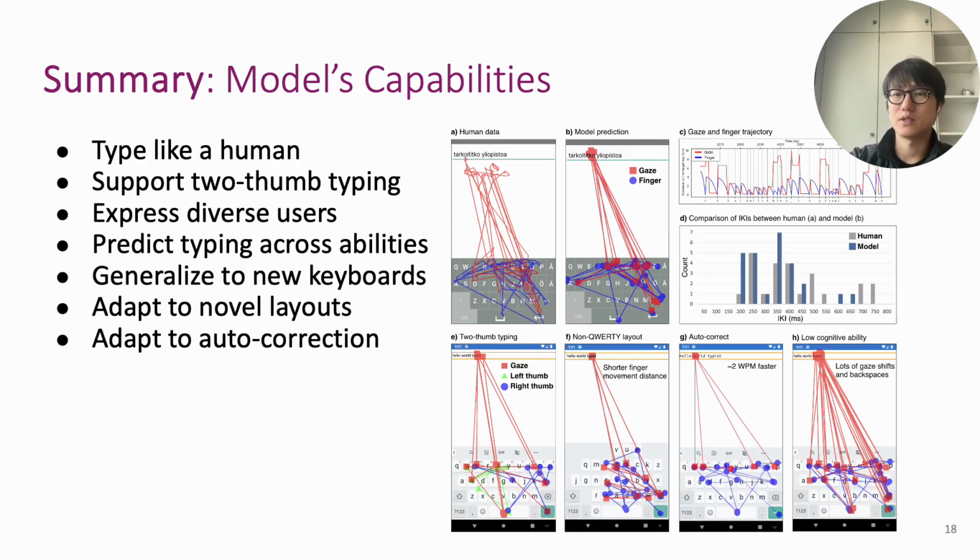Okay, to sum up, the CRTypist model has the ability to type like a human. It supports both one-finger and two-finger typing. It can express diverse users and predict typing across abilities. And finally, the model can be generalized to new keyboards, new layouts, and autocorrection.